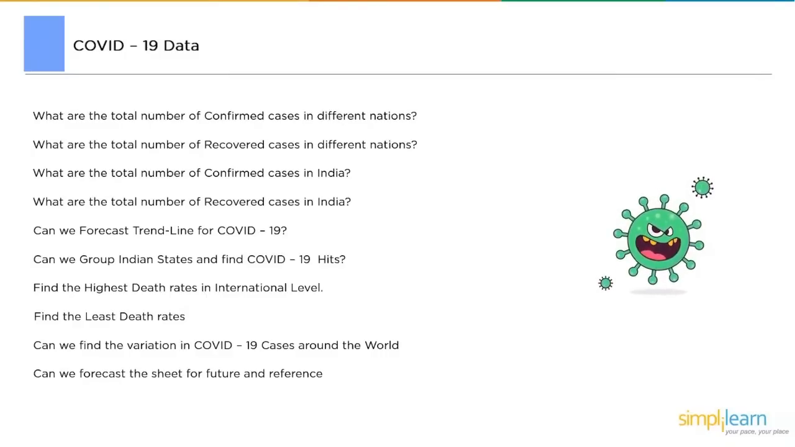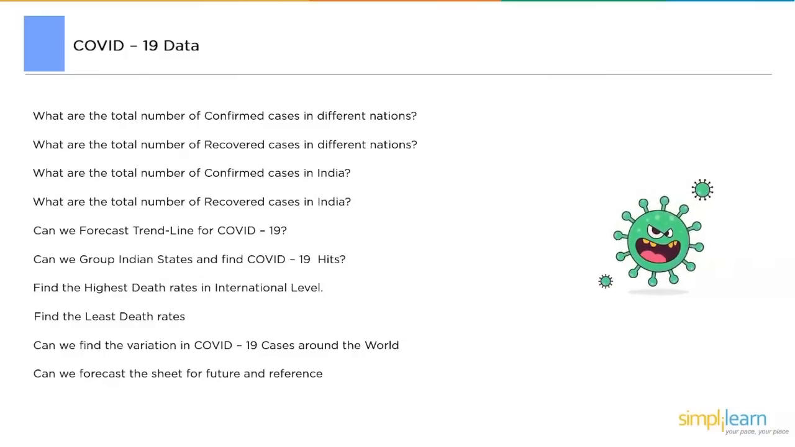Followed by that, we'll enter into the next query where we'll find out the trend line of COVID-19 at the international level, like how it started, how it is going on. And moving forward, we'll create a group of Indian states and find out the COVID hits there, and then we will discuss the death rates. So the highest death rates at the international level and the least death rates at the international level.